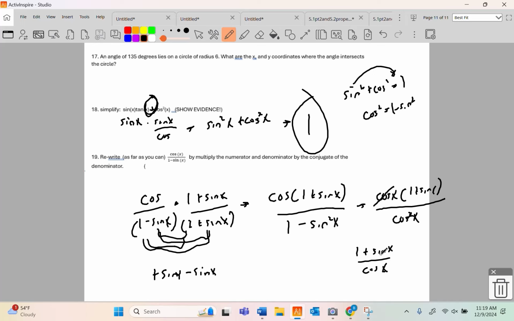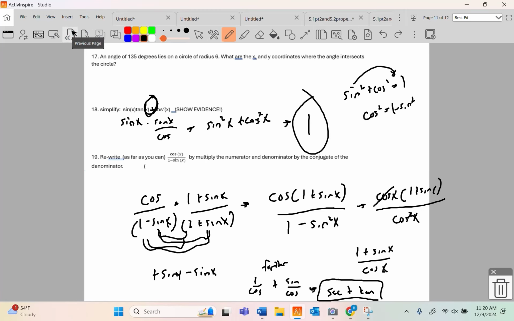You actually could take this farther if you wanted to. I'm okay with it looking like this, but if you want to take it farther, you have 1 over cosine plus sine over cosine, which is secant plus tangent, which is really, really good. It takes it from being a fraction to not being a fraction. So it's just secant plus tangent. And I think that's it. That is it. So there is Basics 4. Enjoy. You're welcome.